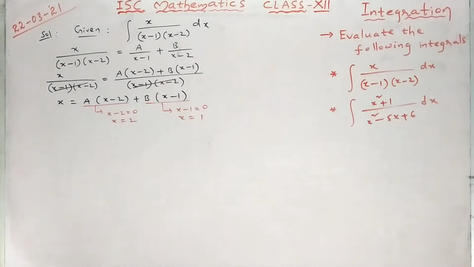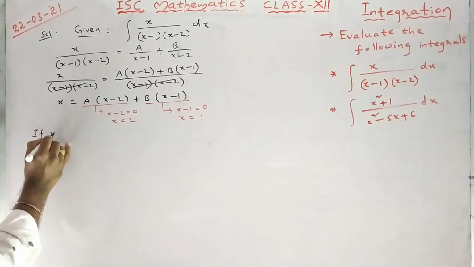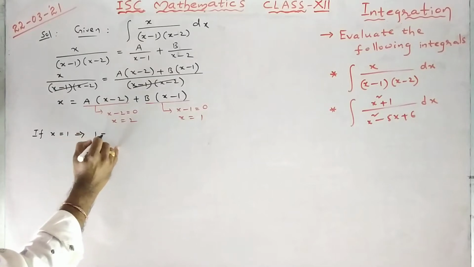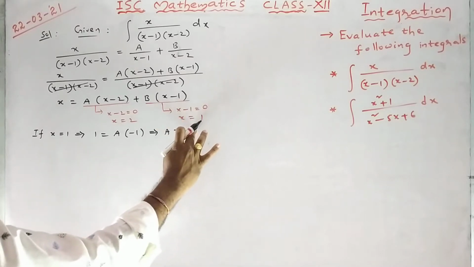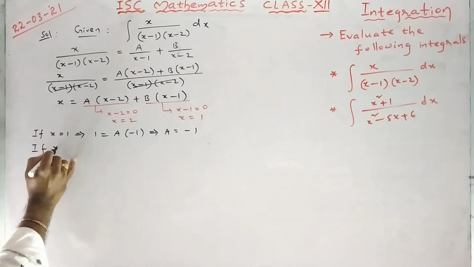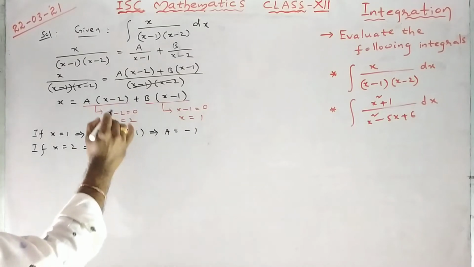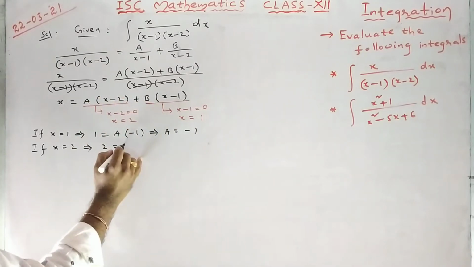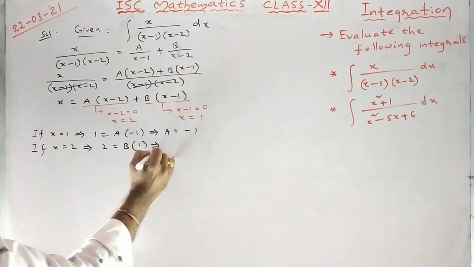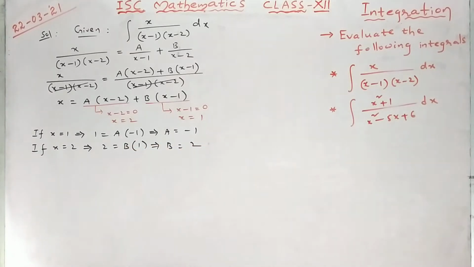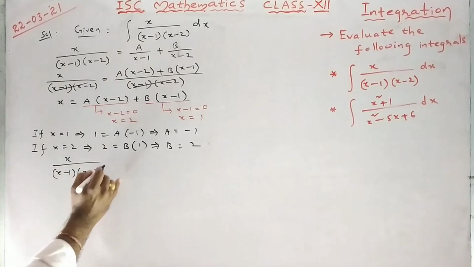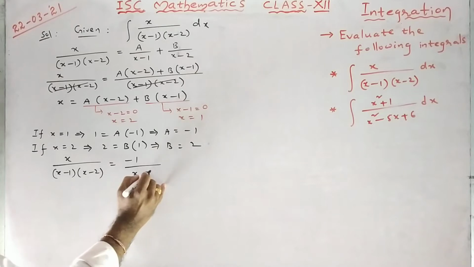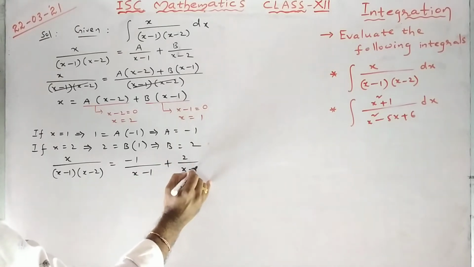So simple logic: if x equal to 1, it implies 1 equal to a times minus 1. So a value will be minus 1. If x equal to 2, then 2 equal to, this will be 0, b times (2 minus 1). So b value 2. Now I am taking fraction x by (x minus 1)(x minus 2) equal to a by (x minus 1) plus b by (x minus 2).